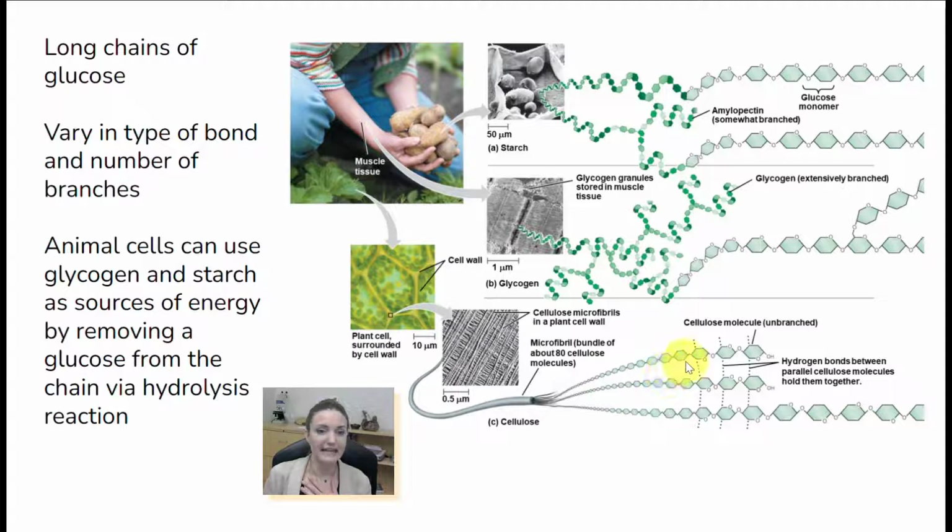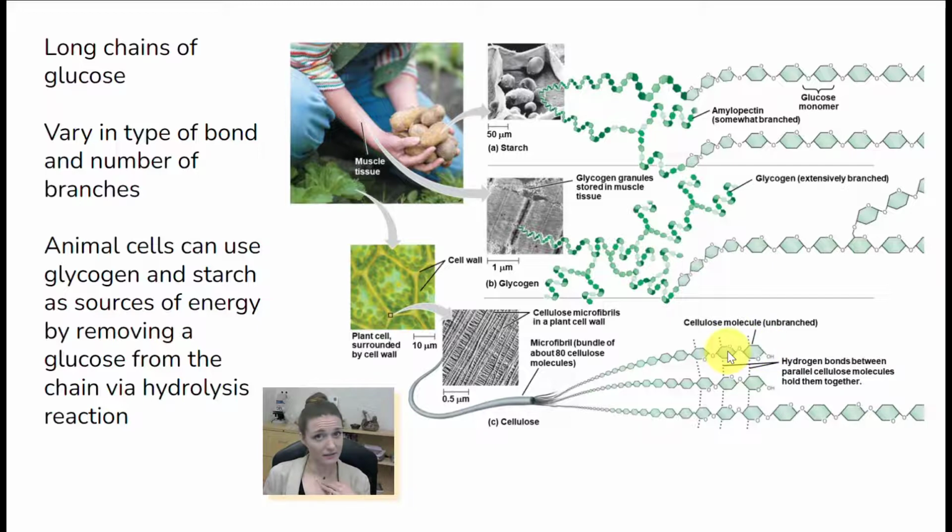And it's really, really long cables of that beta glucose connected together, and you can tell based on the orientation of those oxygen molecules. Look, oxygen here is all facing down, oxygen here all facing down, here it's alternating. Okay, that's how we can tell it's different.